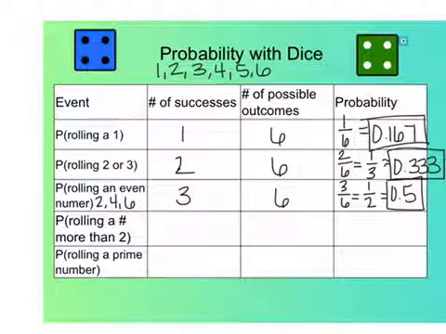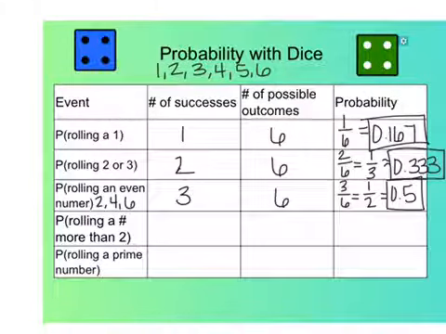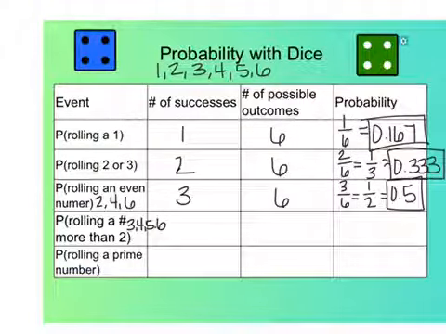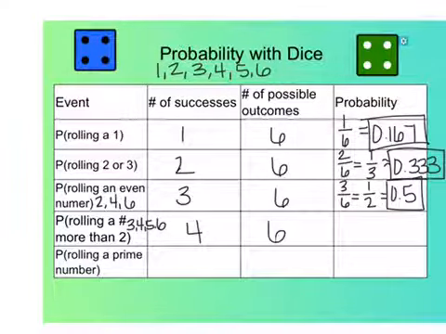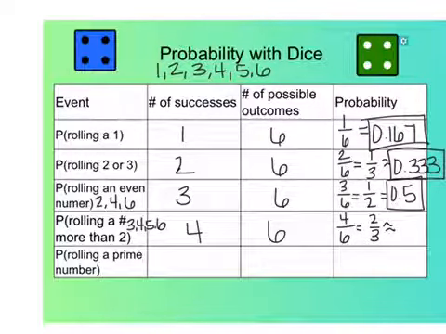Probability of rolling a number more than 2. Well, numbers more than 2, not 2, doesn't include 2. I want numbers more than 2. So I can get a 3, a 4, a 5, or a 6. So there's 4 ways to make me happy out of 6 total. So 4 out of 6. If we reduce that down, we get 2 out of 3, which again, as a decimal, is going to be 0.667.